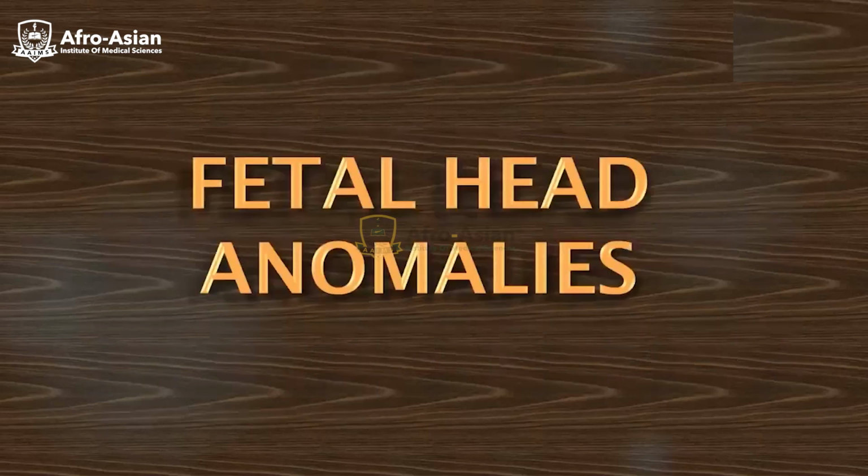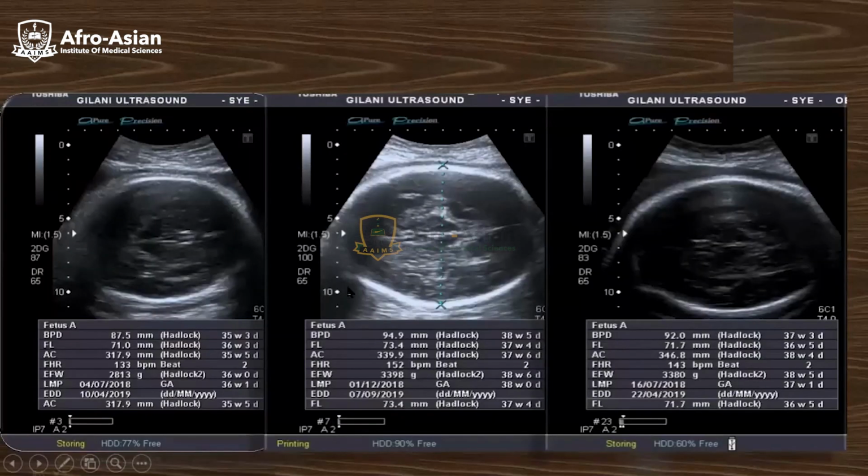Fetal head anomalies. This is how we take the fetal head measurements. This is for BPD. And I hope most of you know that this is the falx cerebri, the thalami, the cavum septum pellucidum, the parietal bones. So biparietal means between the two parietal bones.